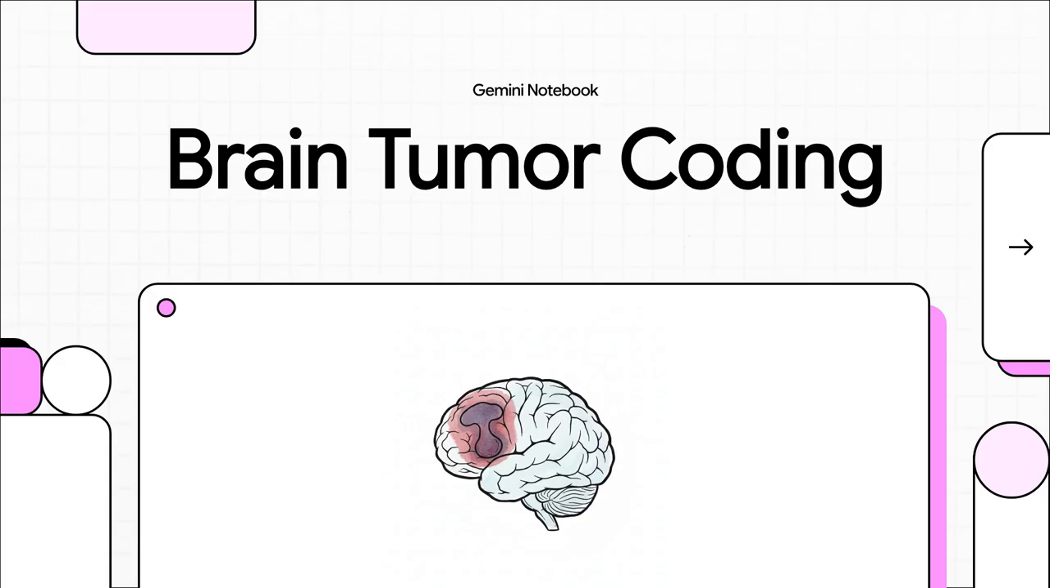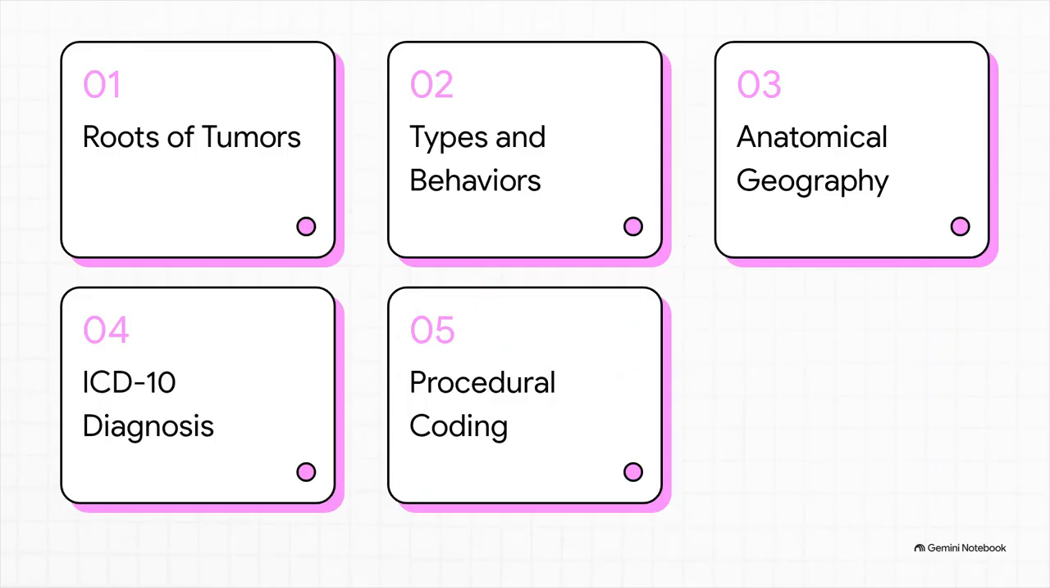Let's get to it. Here is what we're covering today. First, the roots of brain tumors. Then, tumor types and behaviors. Next, the brain's anatomical geography. After that, mastering ICD-10 diagnosis codes. And finally, variables for CPT procedural coding.